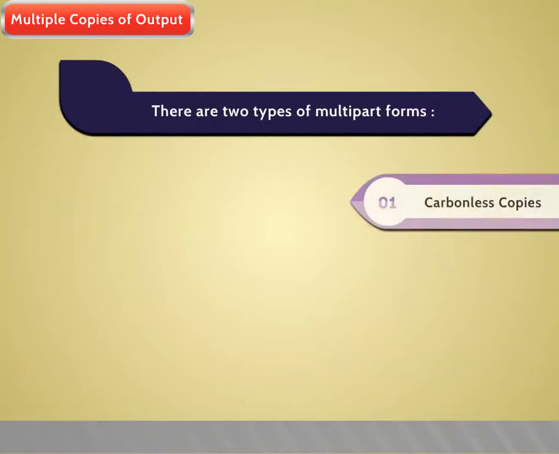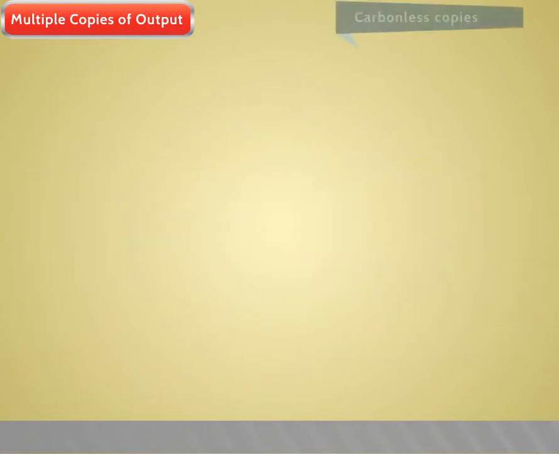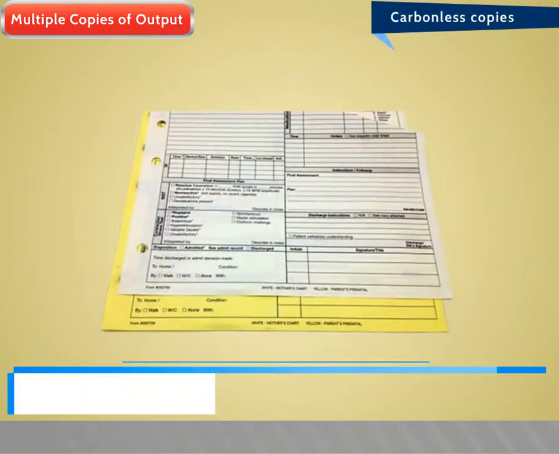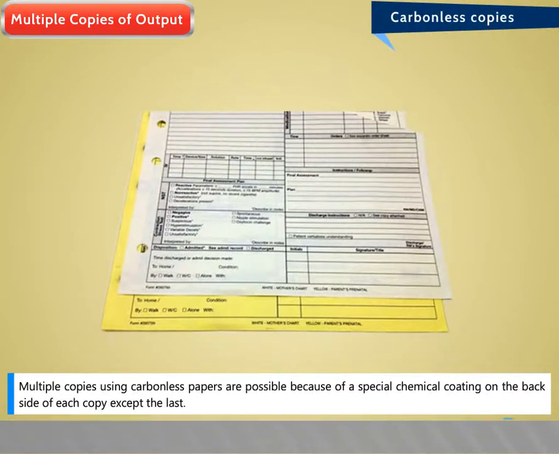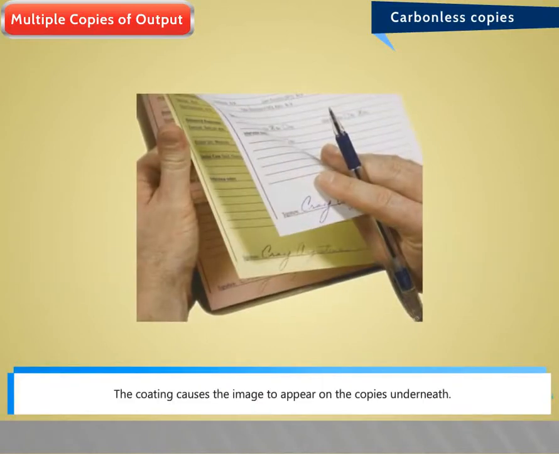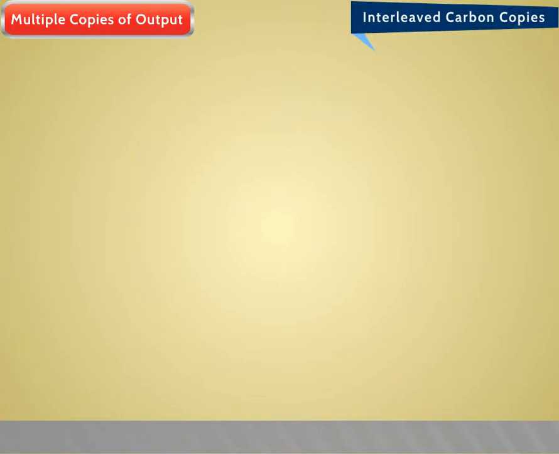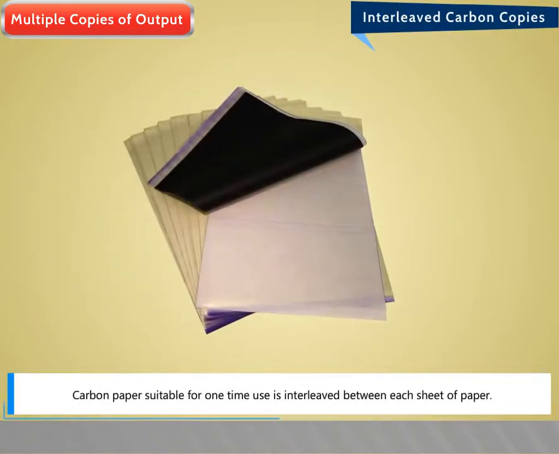There are two types of multi-part forms: carbonless copies and interleaved carbon copies. Carbonless copies. Multiple copies using carbonless papers are possible because of a special chemical coating on the backside of each copy except the last. Writing or printing on the original carries through to the copies. The coating causes the image to appear on the copies underneath. Interleaved carbon copies. Carbon paper suitable for one-time use is interleaved between each sheet of paper.